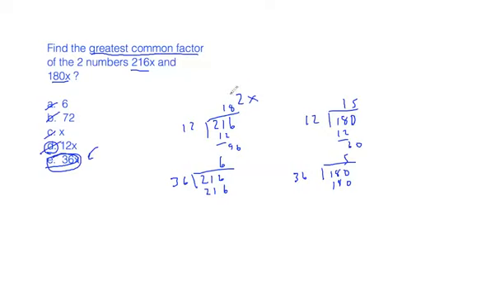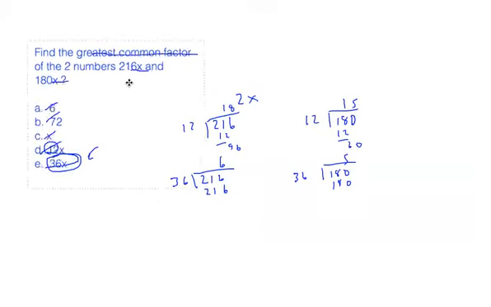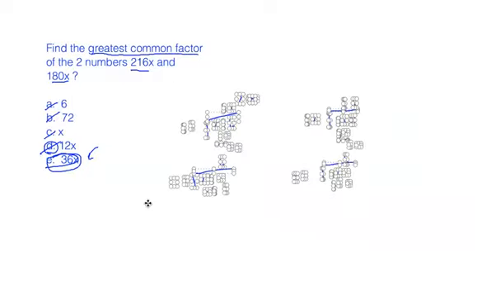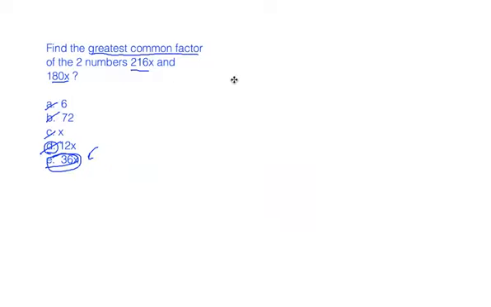Now, you could have done all of this by going back and figuring out the greatest common factor also. And I'll show you that. How could we do that? Well, take your 216 and break it down. Take your 180 and break it down. Well, 216, let's see, it'd be 2 and 108, 2 and 54, 2 and 27, 3 and 9, and 3 and 3.